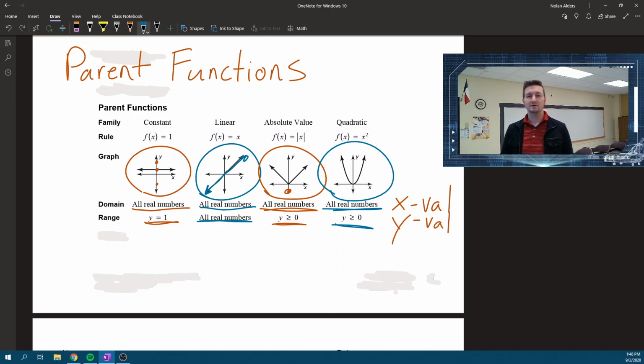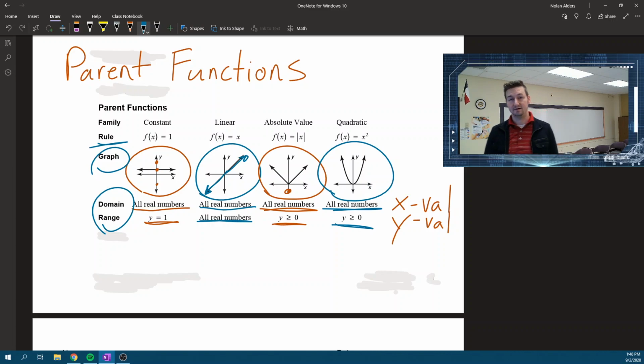Okay, so that's important. You need to remember what those four parent functions are: the constant, linear, absolute value, and quadratic. Be able to recognize what their rules are. Be able to recognize what the graph is. And then just be able to, if you can get the graph, then you should be able to determine what the domain and the range is for each one of those functions, knowing the domain is just the x values and the range is just the y values.